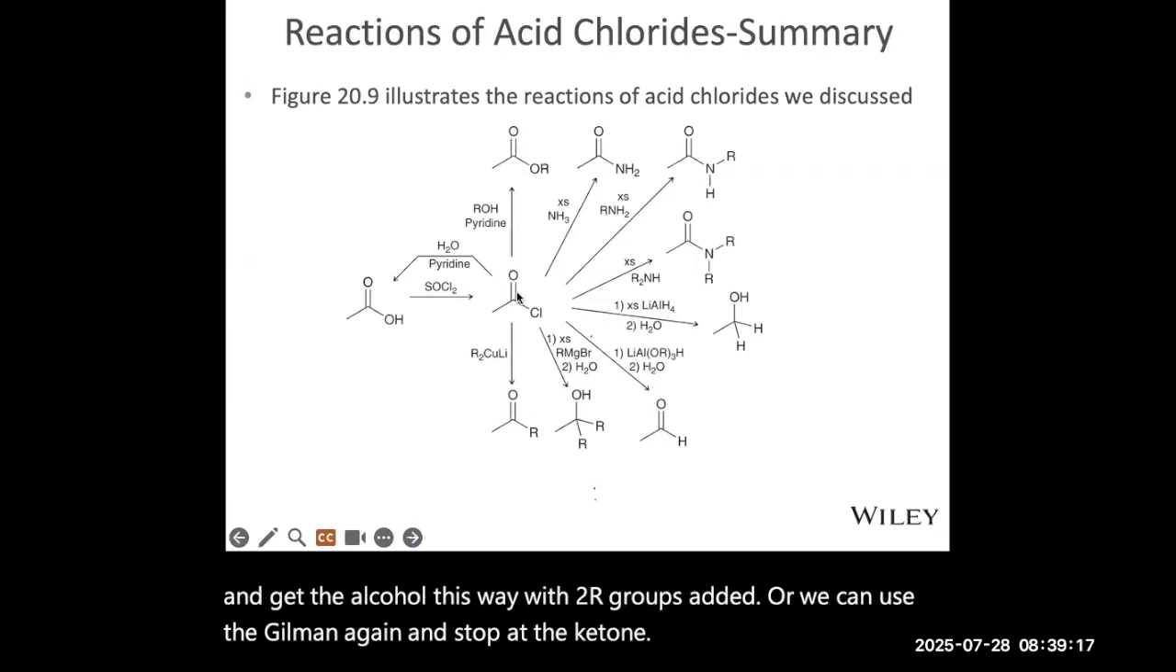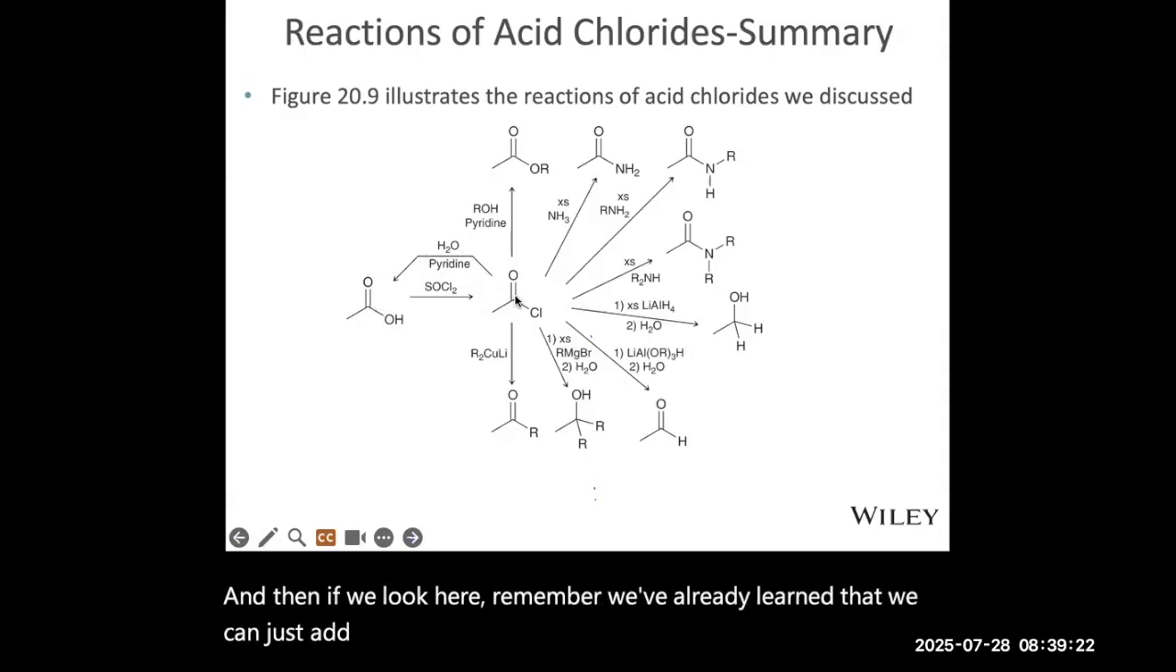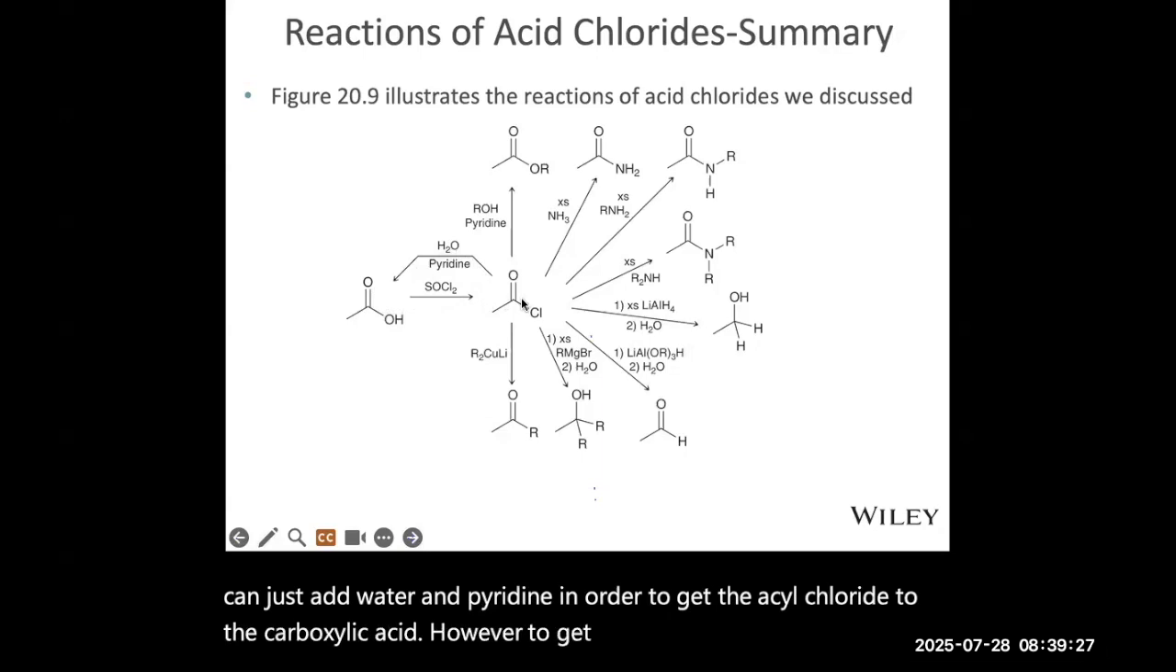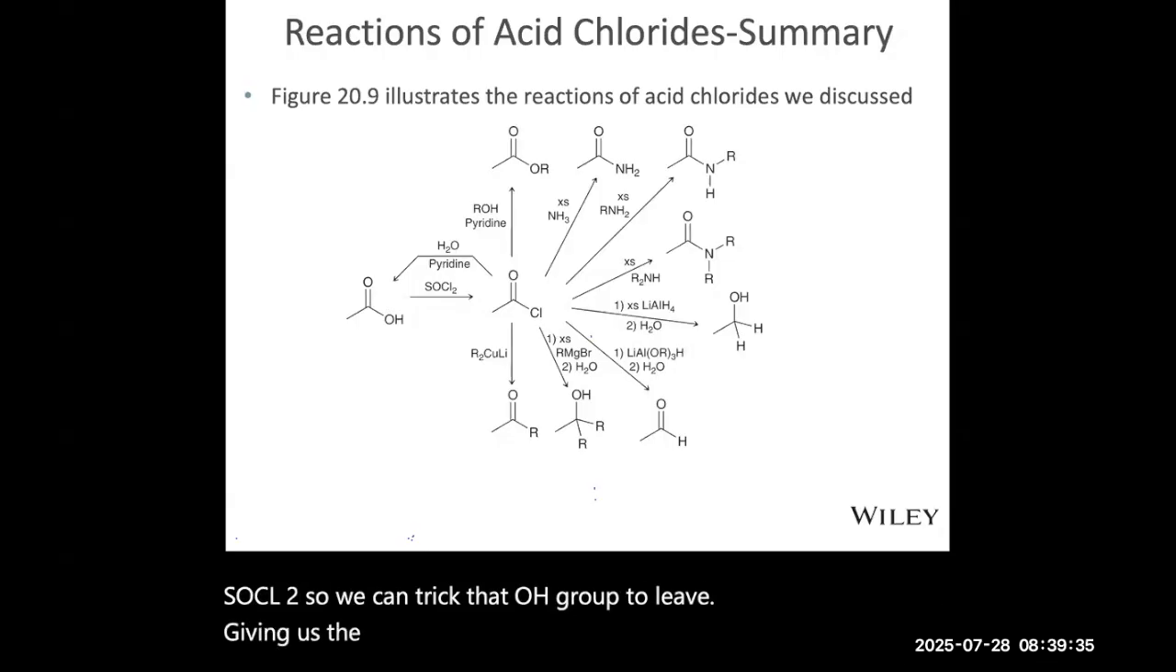And then if we look here, remember we've already learned that we can just add water and pyridine in order to get the acyl chloride to the carboxylic acid. However, to get back up the line, we need to use SOCl2 so we can trick that OH group to leave, giving us the acyl chloride from the carboxylic acid.